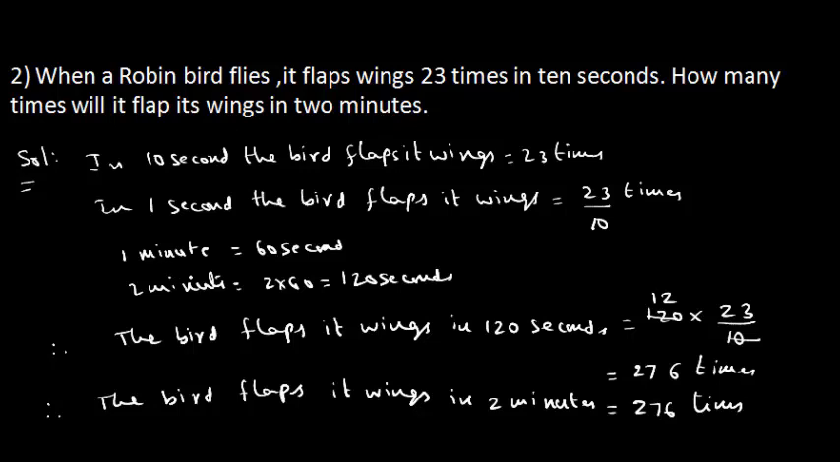So 2 minutes is 120 seconds. Therefore, the bird flaps its wings in 2 minutes, that means 120 seconds, 120 into 1 second's 23 by 10. So 10 cancels in 120, 12 times. 12 into 23, 276 times. The bird flaps its wings 276 times in 2 minutes.